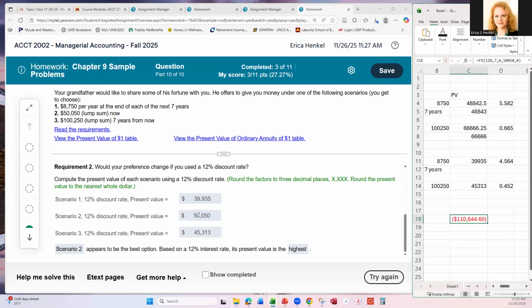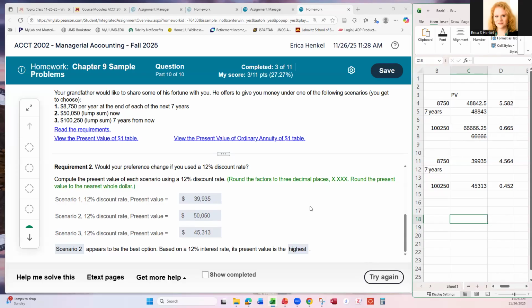We would be better off taking this and investing it at 12% and ending up with $110,000 at the end of 7 years than waiting to get this amount at the end. Okay. So that's the math behind what is going on here in terms of the decision making.